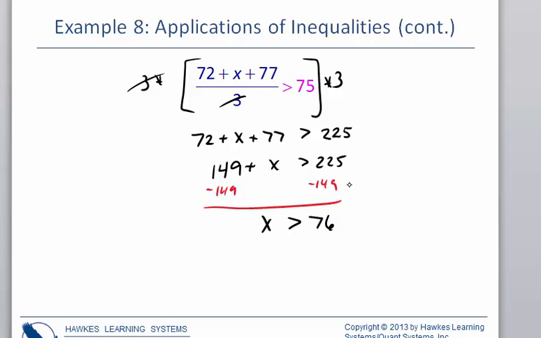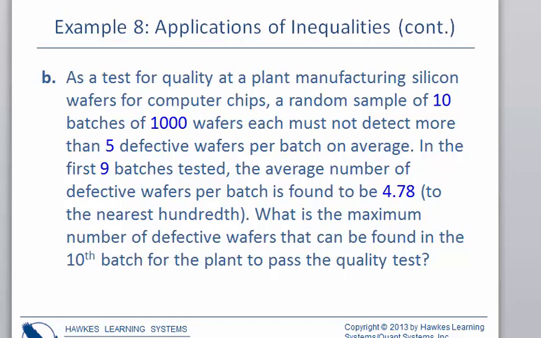All right, so let's look at part B of this same kind of problem. So a little different situation. It says, as a test for quality at a plant manufacturing silicon wafers for computer chips, a random sample of 10 batches of 1,000 wafers each must not detect more than 5 defective wafers per batch on average. So they test 9 batches, and the average number of defective wafers per batch is found to be 4.78. What is the maximum number of defective wafers that can be found in the 10th batch for the plant to pass the quality test? So let's think about how we're going to average these 10 batches together.